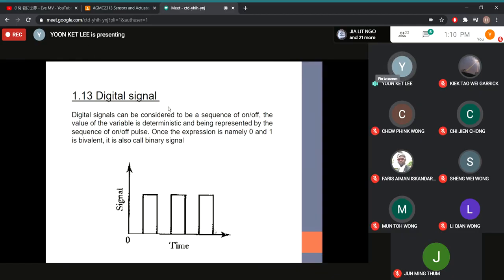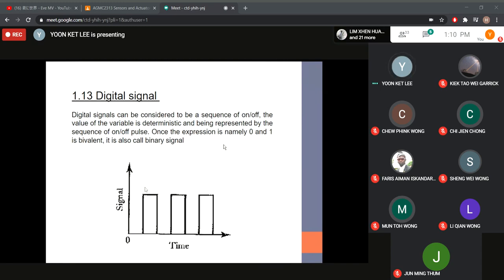Deterministic and being represented by the sequence of on or off pulses. They can also be expressed as 0 or 1, which is bivalence, and could also be a binary signal. This diagram is a digital signal. That means it responds to the timer. The signal is either 0 or 1. They don't have anything other than that. So this is a very basic digital signal.